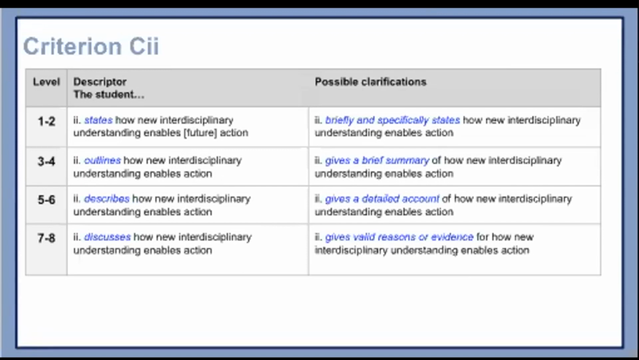So if you're using your IDU as your service as action, if you're running service and action through this one, they will maybe have already taken action during the unit, and they can give valid reasons and evidence for how their interdisciplinary understanding enabled that action. So it's within the unit or future. That's clarified in the guide.